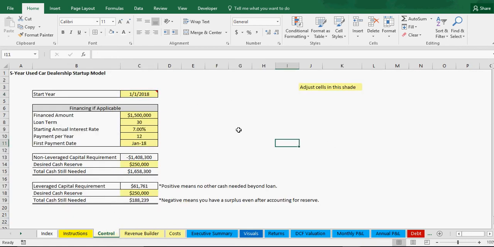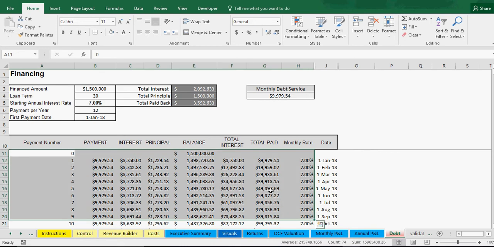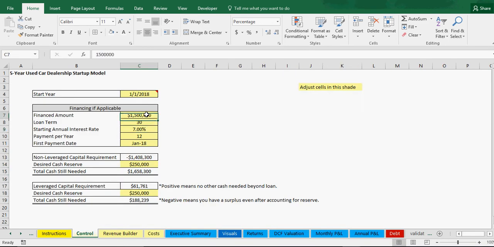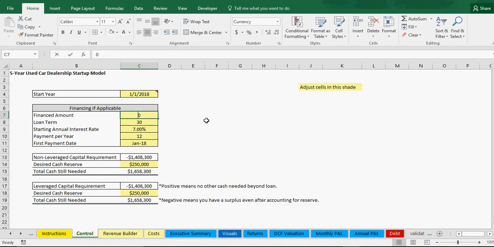Okay, more importantly, we have financing. If you want to finance some of your startup costs, you can put those variables in here, and that will flow right over to this debt schedule, which populates, and this also flows right over into the monthly and annual P&Ls for debt service. You can put 0 in here, not a problem. Okay, let's just put in a number. You pick the month that this starts as well, because it might not obviously be January or whatever during the year.